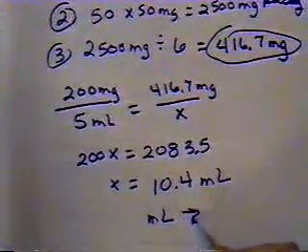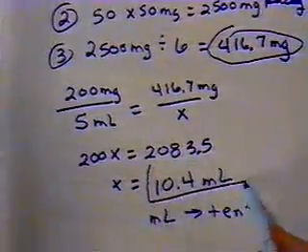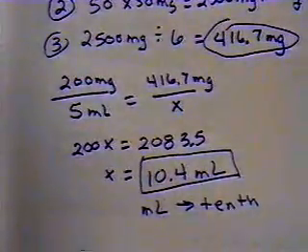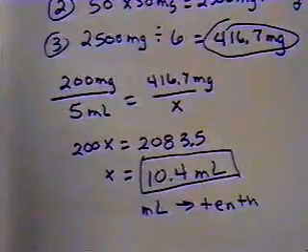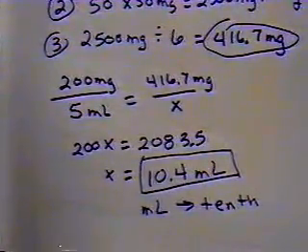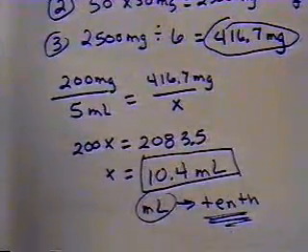Milliliters, we're always going to give to the nearest tenth. So milliliters will always round to the tenth. Most hypodermics are measured in tenths. Most things, if you're going to give something orally, tenths is as far as it can be broken down. So milliliters, always round it to the nearest tenth.